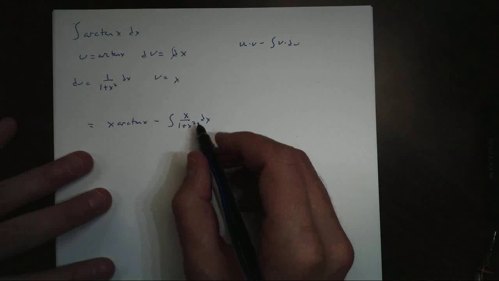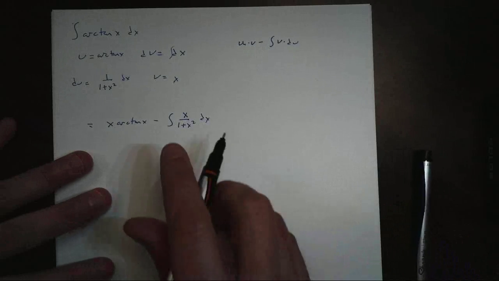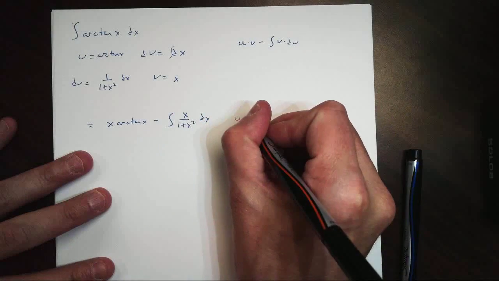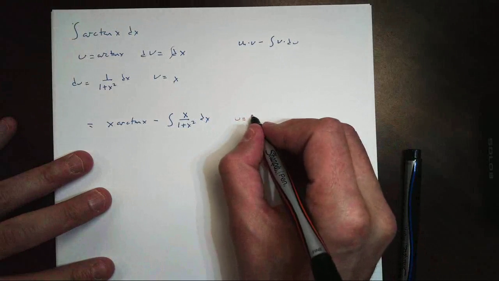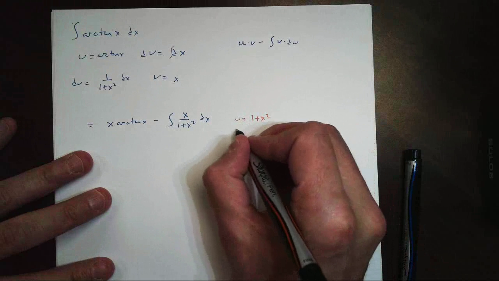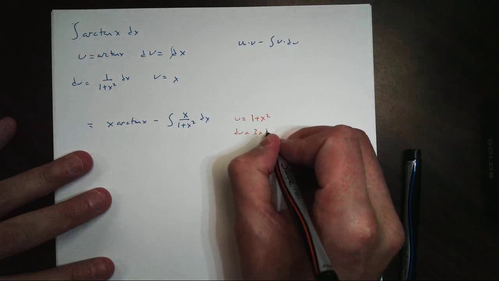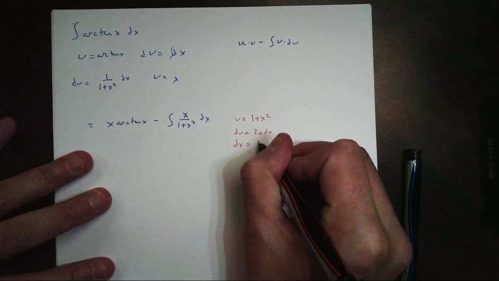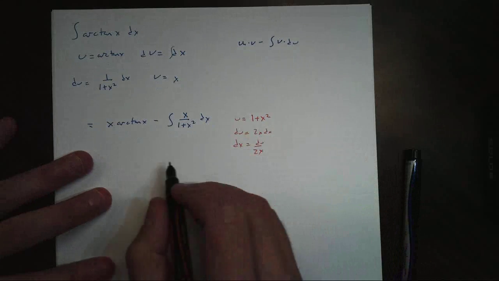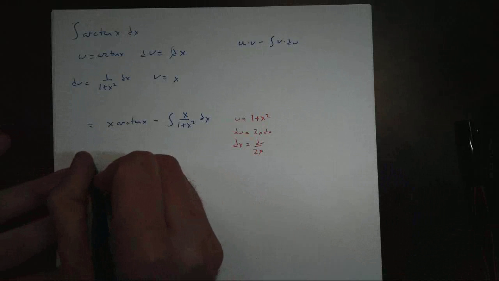Now how do I finish up on this one? This is where they get a little bit more fun. We have a u substitution. U is going to equal 1 plus x squared. Du is 2x dx. Dx is du over 2x. So what am I going to wind up with?